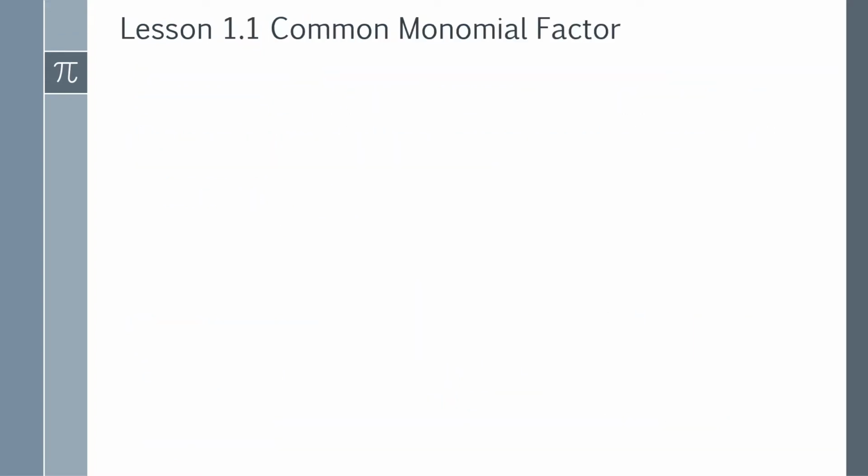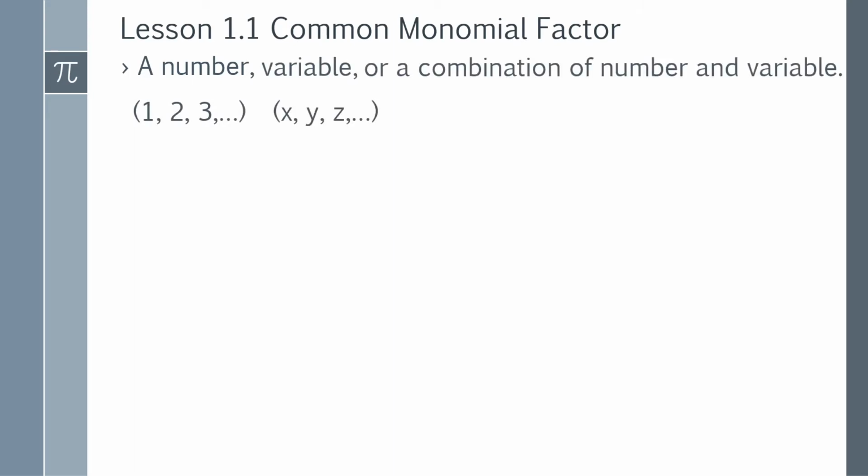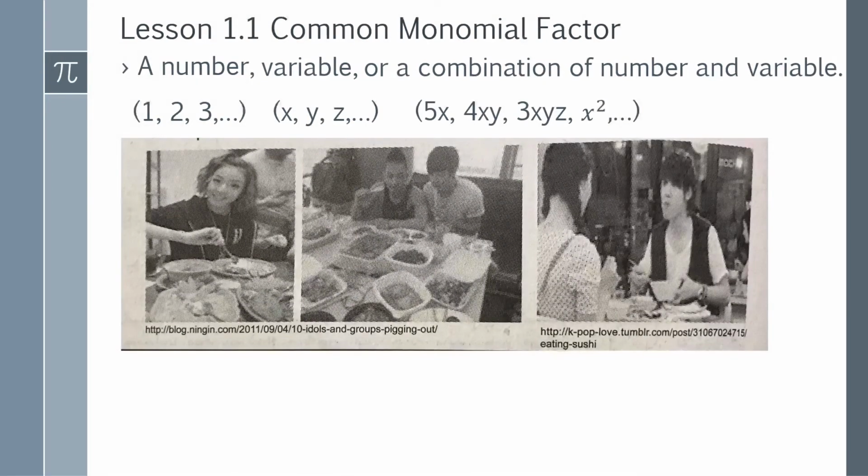Lesson 1.1. This is the first type of factoring, common monomial factor. It is a number, variable, or a combination of number and variable. So, before we have our example, let's have this activity. There are 3 pictures na makikita sa screen. The first question. What are the things common to these pictures?